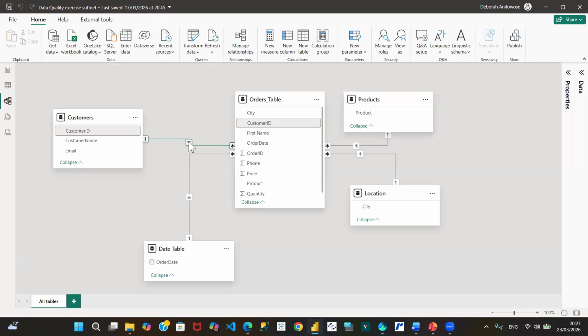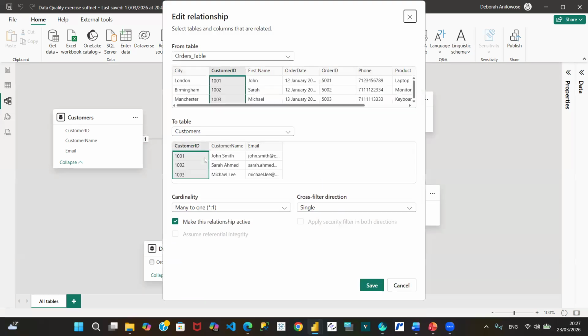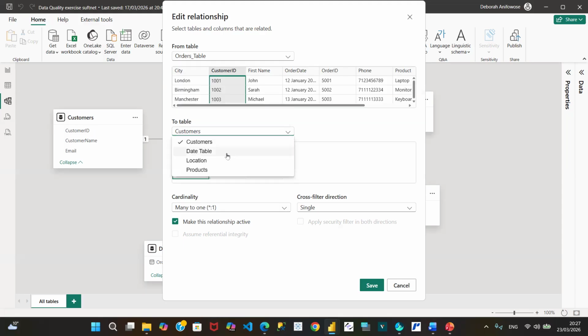While I'm hovering on this relationship, if I right click and go into properties, we will see what this is telling us. Okay, so it says edit relationship. Normally you would open this up if you were going to edit something. From table, other table, which is the table in the middle, is highlighting the two columns where the relationship is forming, customer ID and customer ID. And for the second table, the name of the table is customers table. You can see the rest of the tables are listed there.